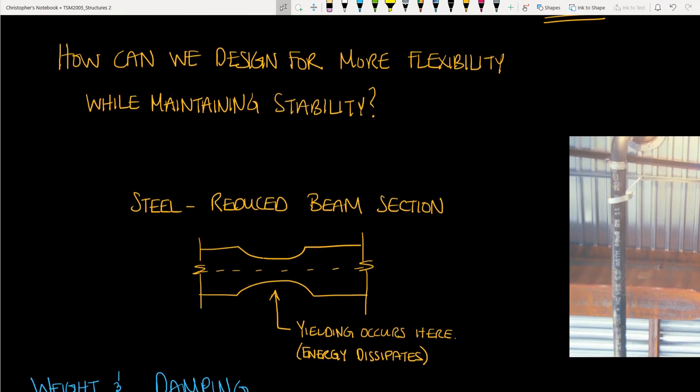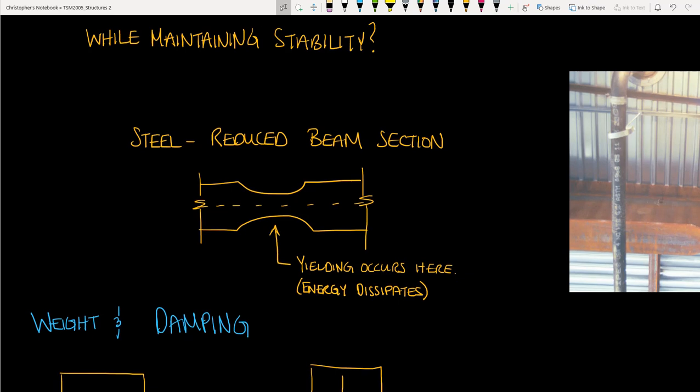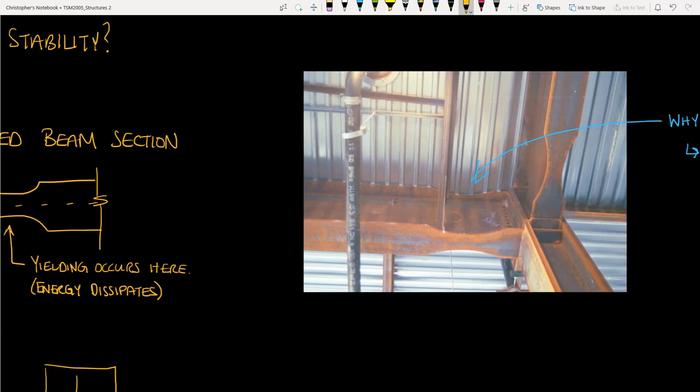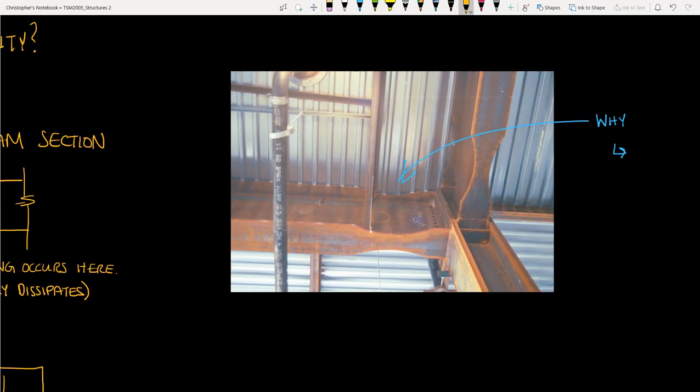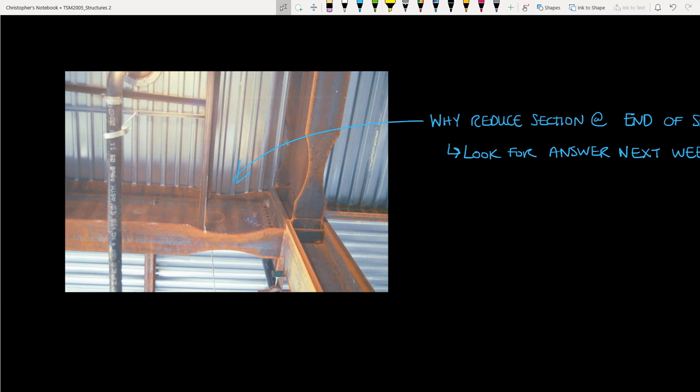One of the ways we can control the flexibility of our building is with reduced beam sections. These are areas where we have purposefully reduced the steel section, creating a weakened area that will stretch under seismic motion. This stretching is referred to as yielding, and we'll talk more about that in the next video. And here you can see a real example of a reduced beam section.